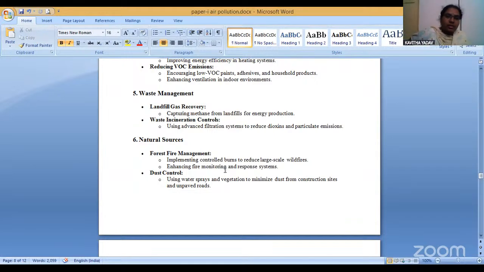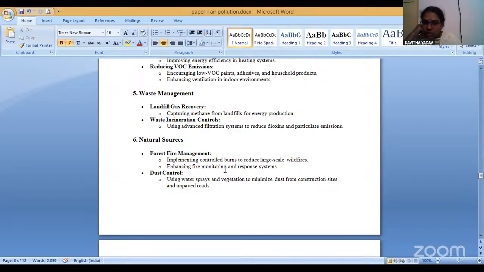Coming to the sixth one, natural sources. Forest fire management. Forest fire seasons will come in the summer season; forest fires commonly happen in the Amazon forest. Not only in the Amazon forest, wherever there is forest, some forest fires take place due to high temperature conditions. Implementing controlled burns to reduce large scale wildfires, enhancing fire monitoring and response systems. It is the most important thing which we are going to follow.